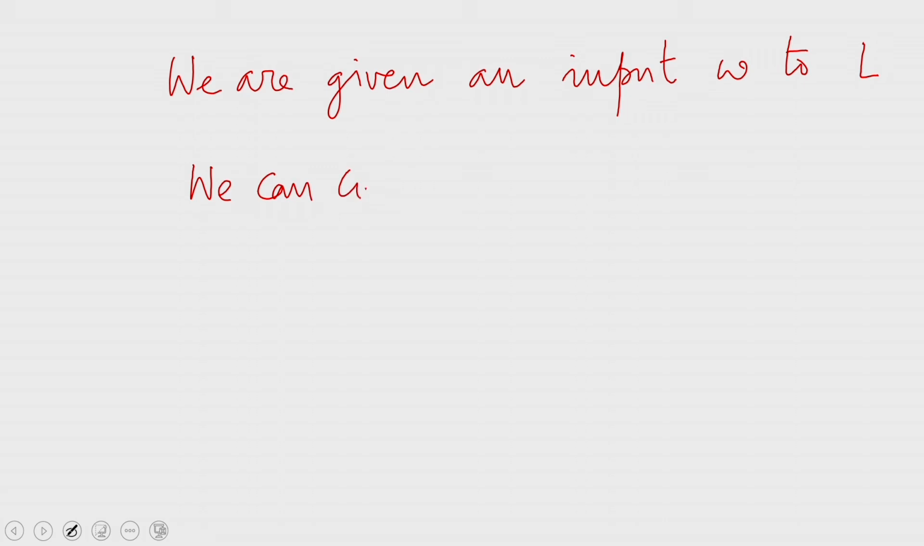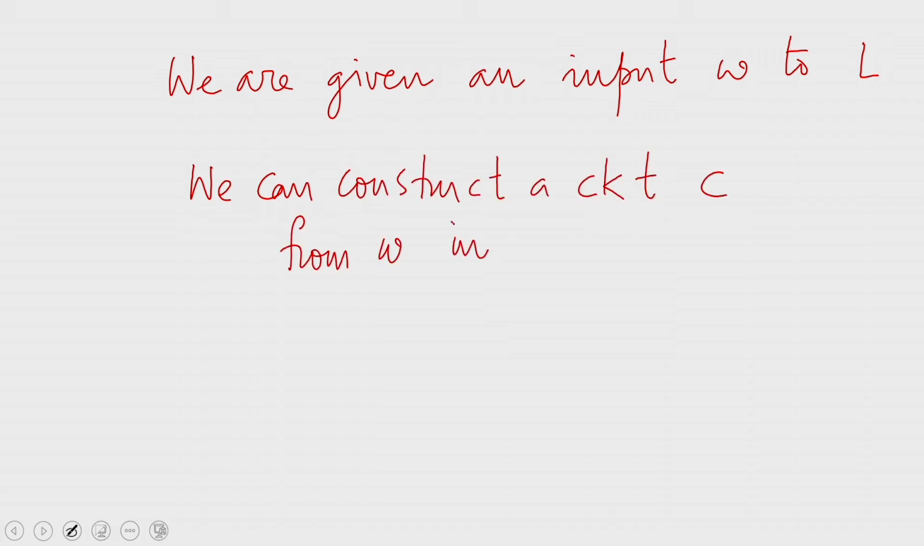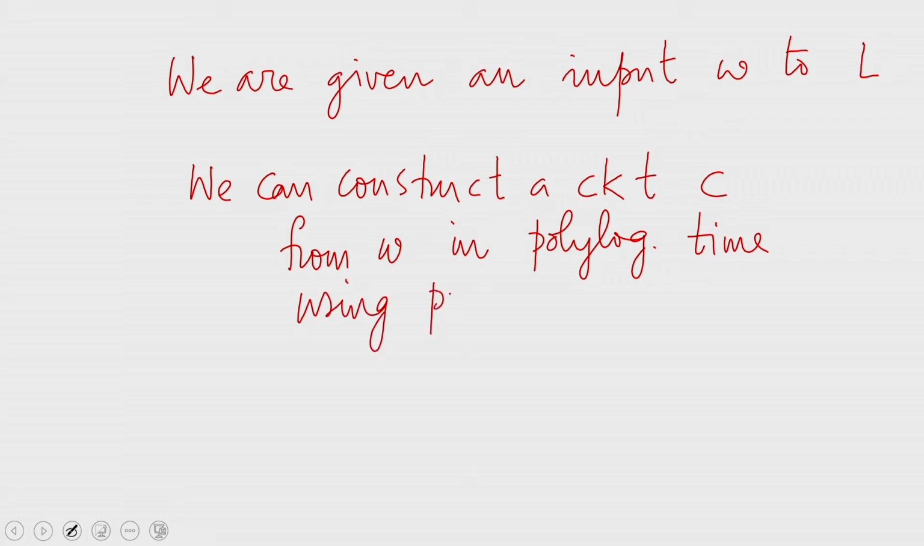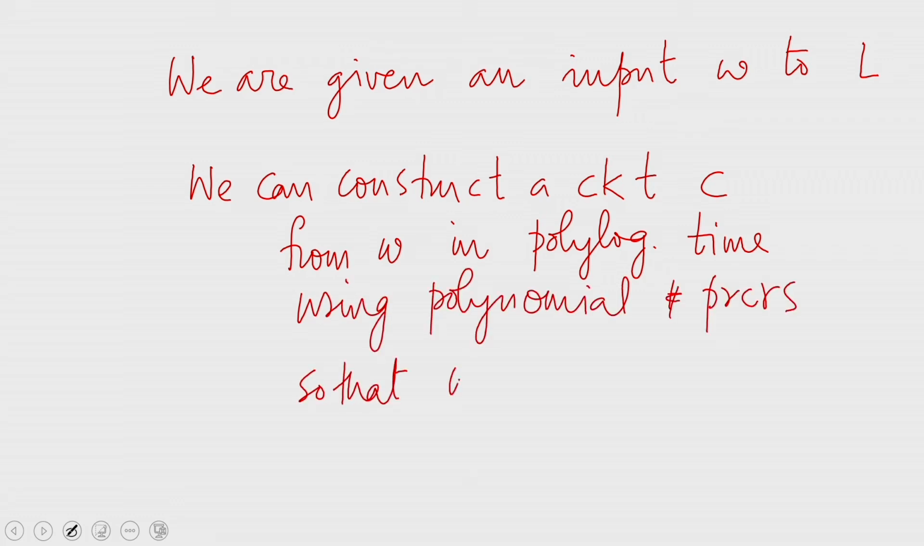We can construct a circuit from W in polylogarithmic time using a polynomial number of processors, so that W will belong to L if and only if C belongs to CVP.